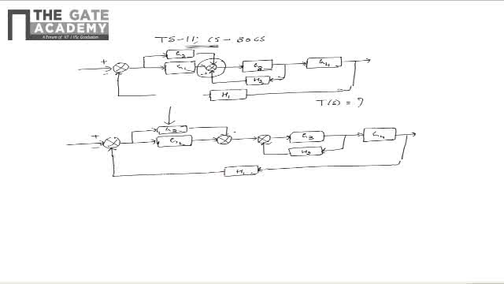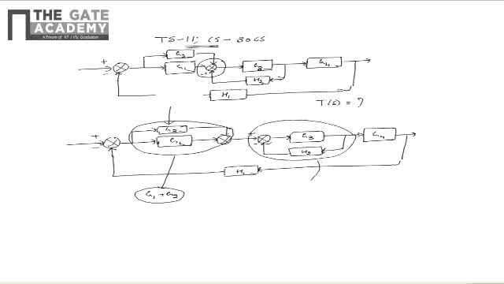Now from this block diagram we see that the region marked can be simplified to be having a transfer function of G1 plus G2, and the region that is marked can be simplified to be having a transfer function of G3 by 1 plus G3H2. Please note that here the positive sign is due to the negative feedback.